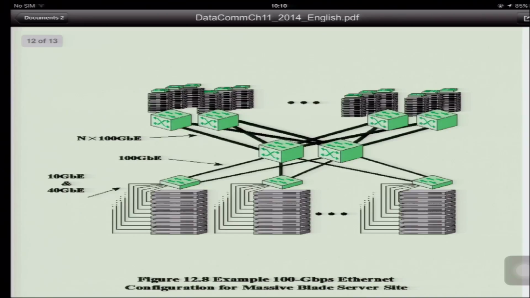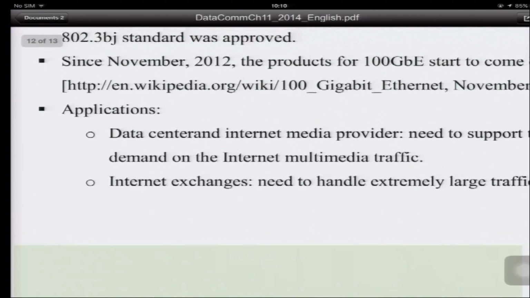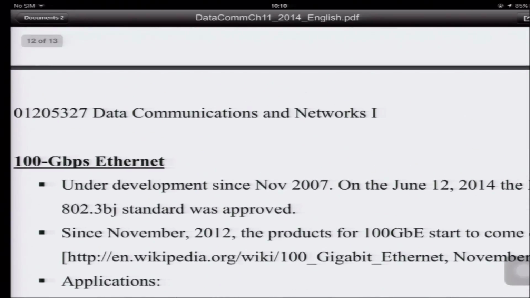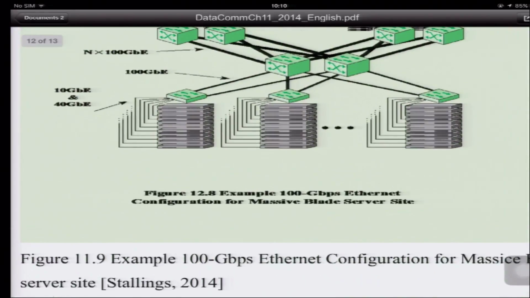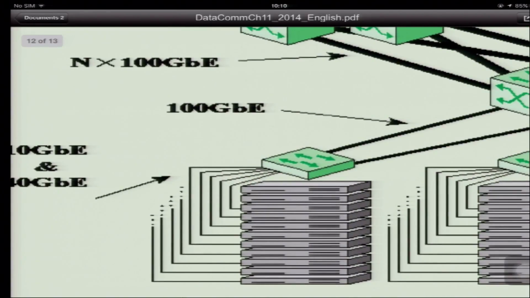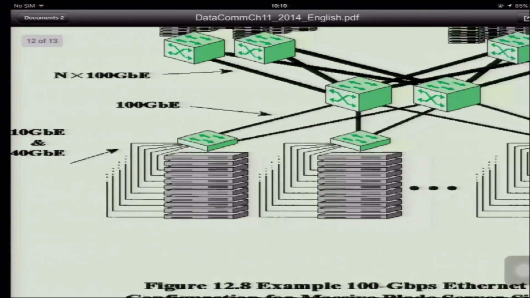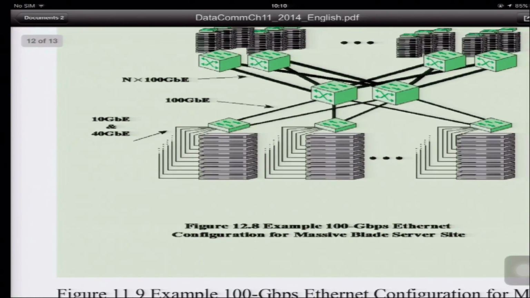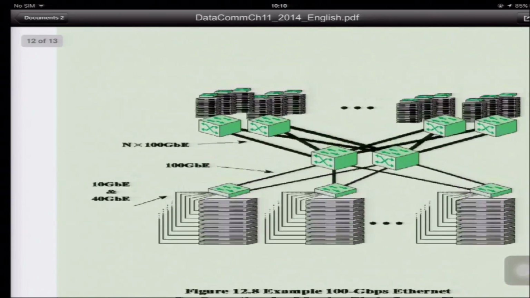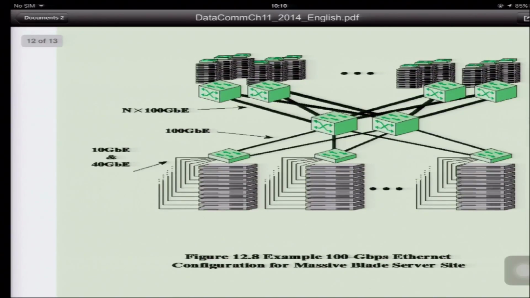Over here in the middle, you can use 10 gigabit Ethernet as a backbone, and then you have 100 gigabit Ethernet as a backbone, which will be called 100G. So this is 100 gigabit Ethernet, on the massive server side.